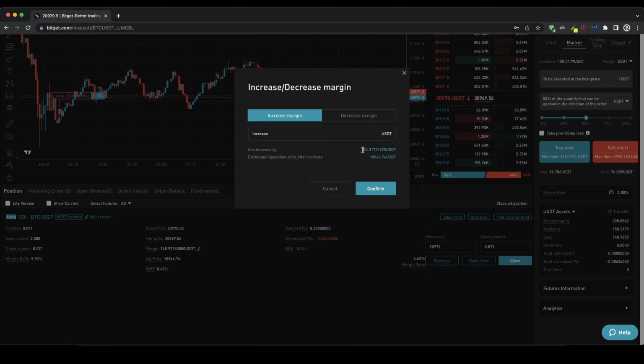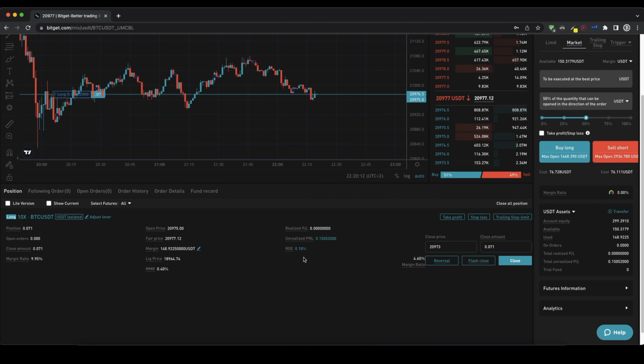Of course, if you have more margin, your liquidation price will be lower, in this case in a long position, and if you decrease your margin, it will be higher. So this is something very nice that you can immediately see and control your trade even after you have opened it. Not many exchanges offer this feature, which is pretty nice. So you can easily change it and see how your margin changes.